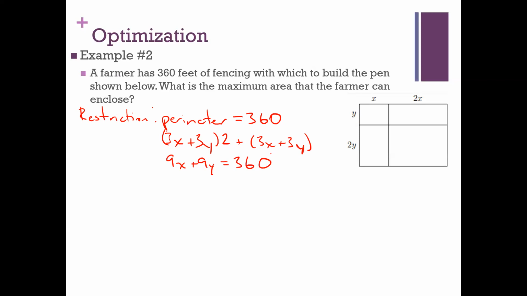Basically this inner fence here, that's an x and that's a 2x, right? Then that's a y and that's a 2y. So I think my constraining equation, my restriction, is 9x plus 9y equals 360, right? All right. What else do I need to keep track of here?